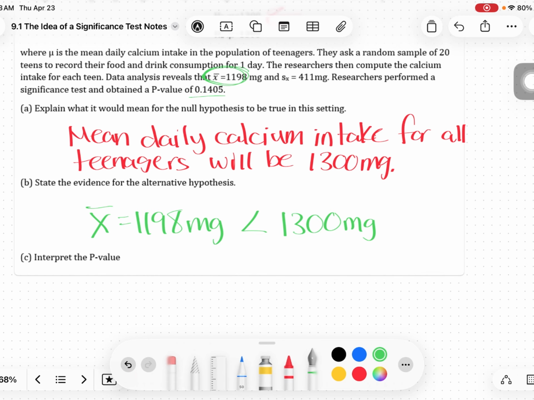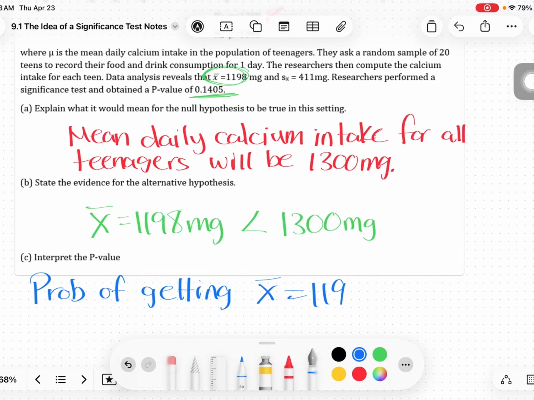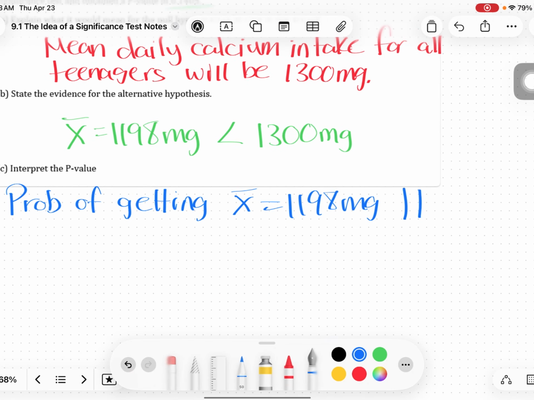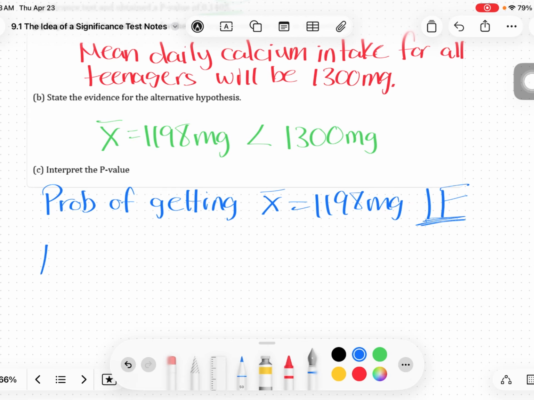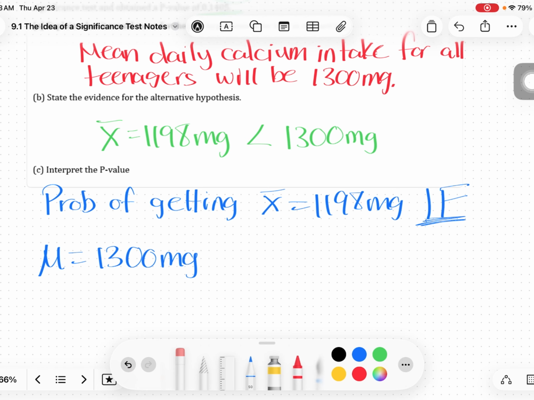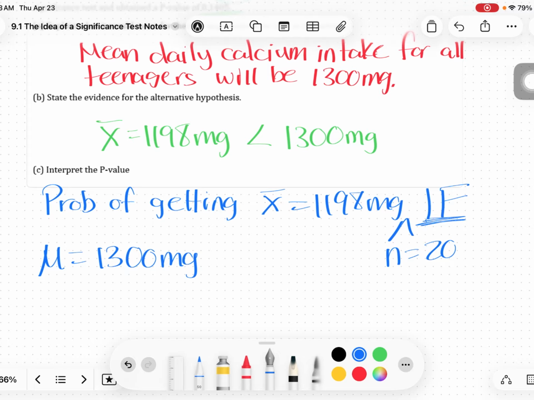So we get a p-value here of 0.1405, and so that means the probability of getting this sample mean of 1,198, if, big if, the actual mean is 1,300, and we should say of sample size equal 20. So it's important that we are talking about just a sample size of 20 teenagers.